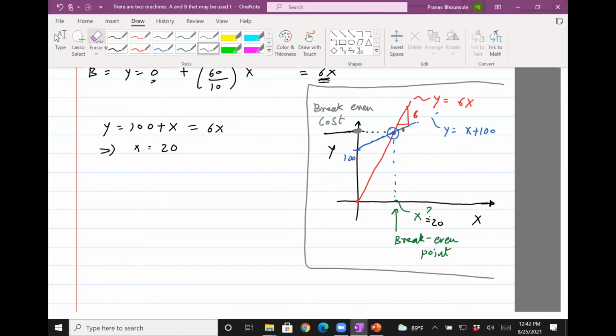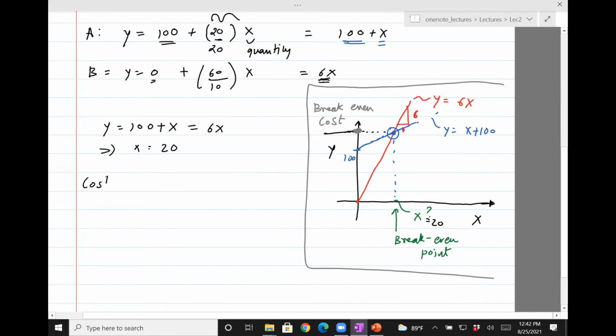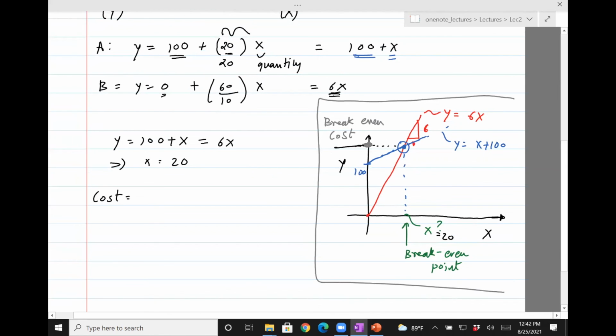So the quantity X is 20, and the cost for that is, now if you want to find the cost, one way is you can put X in the first equation, which if you do, you'll get 100 plus 20 is 120. If you put it in the second equation, you'll get the same thing, 120. The cost is 120.